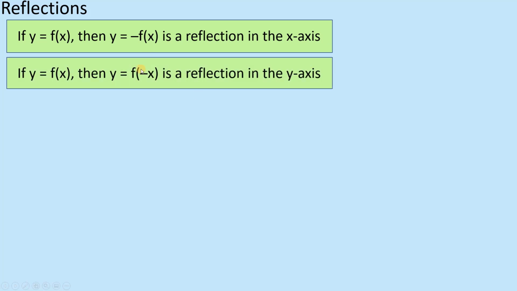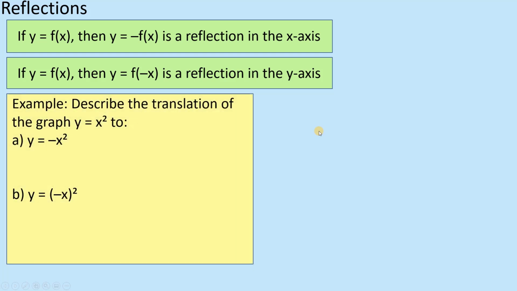If it's inside the bracket, and again, this is where I normally talk about the x, it's going to go that way around. So it's going to reflect in the y-axis. So it's going to go that way around. So let's have a look at some examples.